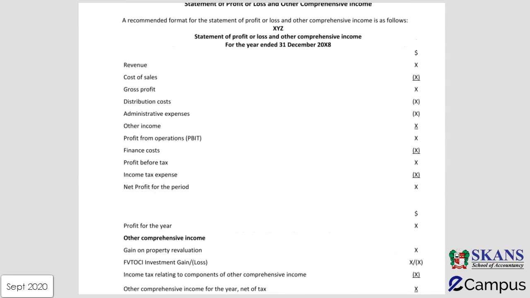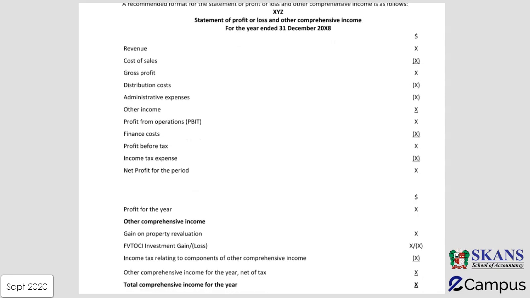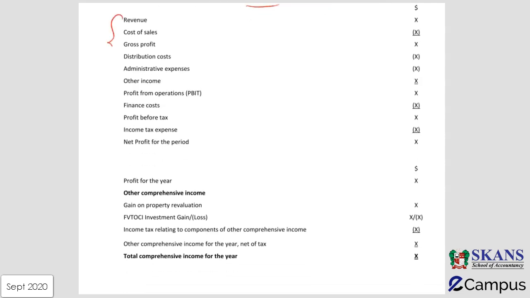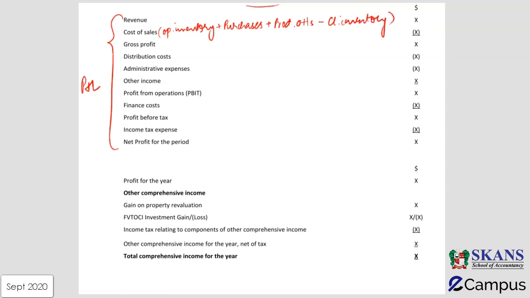Now we come to the third statement, which is the statement of profit or loss and other comprehensive income. As you can see, once again, this is for the period as it covers the incomes and expenses. The first portion of this statement is called P&L. It starts off with revenue, then you subtract cost of sales from it. How do you calculate the cost of sales? It is equal to opening inventory plus purchases plus production overheads minus closing inventory. If there is any purchase return, this is the figure for it.